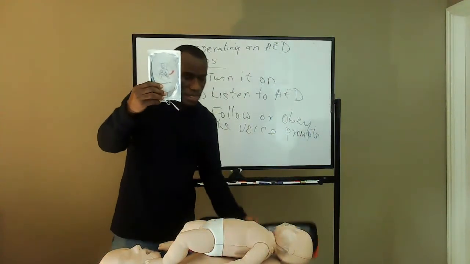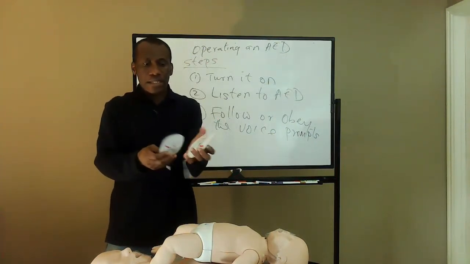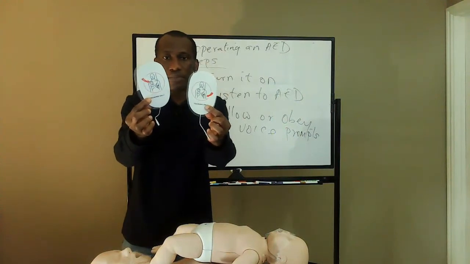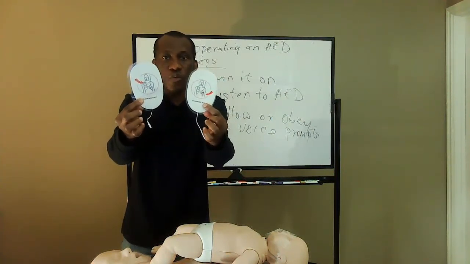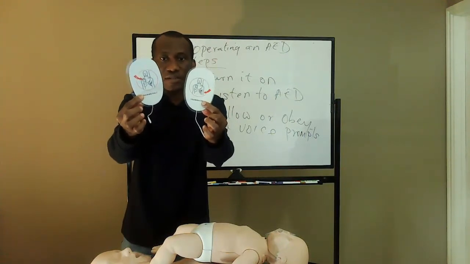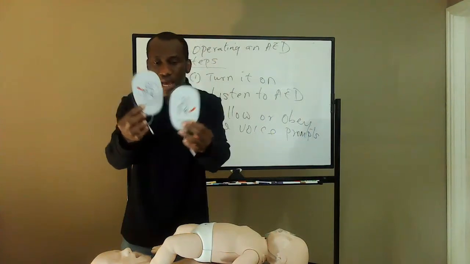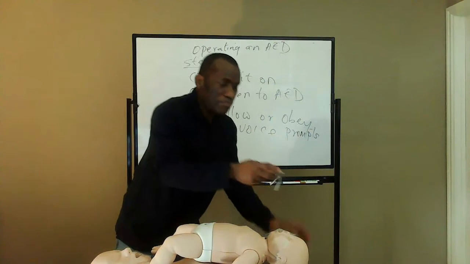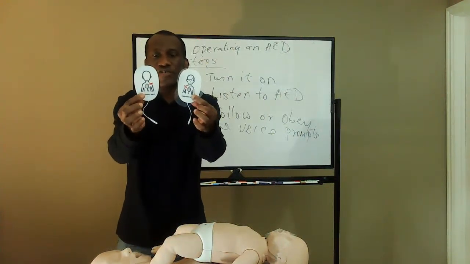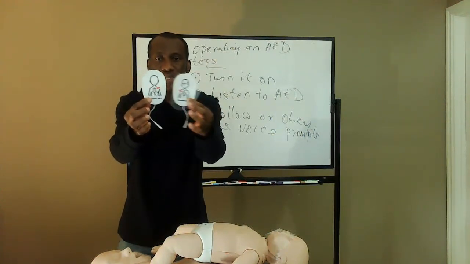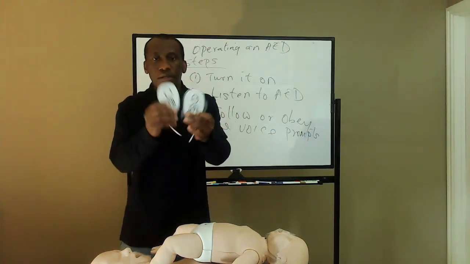So this is the pad. If you look at it closely, you can see it has a diagram with a red arrow showing you where to place it on the chest of the patient, and this has to go on the skin of the patient. So again, look at the arrow. Then there's also the pediatric pad, which is the smaller type. Usually you use this one for anybody under 8 years, while the adult pad is for anyone above 8 years.